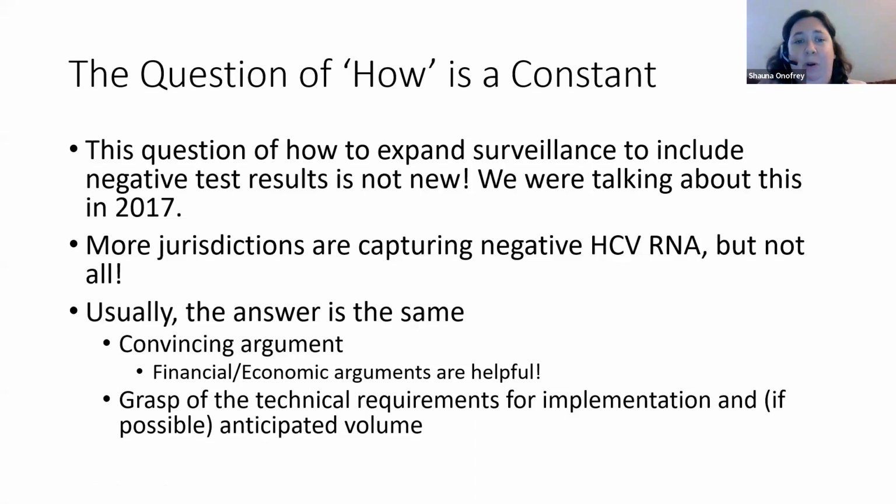So as seen in the poll, more jurisdictions are capturing negative HCV RNA, which I feel is maybe a little bit of an easier lift, and we'll talk about why, but certainly not all of you on the call today. And usually the answer to how to get this approved is the same, right? We need a convincing argument. A financial economic argument is really helpful. And then we need a grasp of the technical requirements for implementation and, if possible, what the anticipated volume is. Like, what are the real world implications of bringing on any new testing? Next slide.